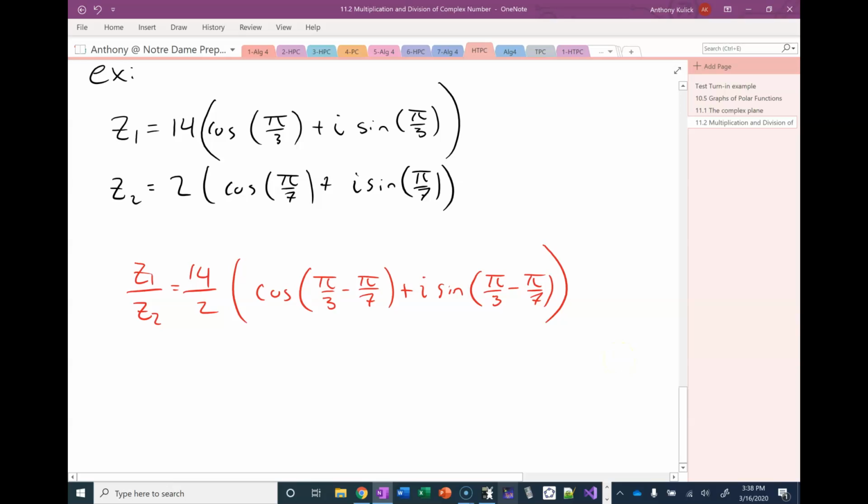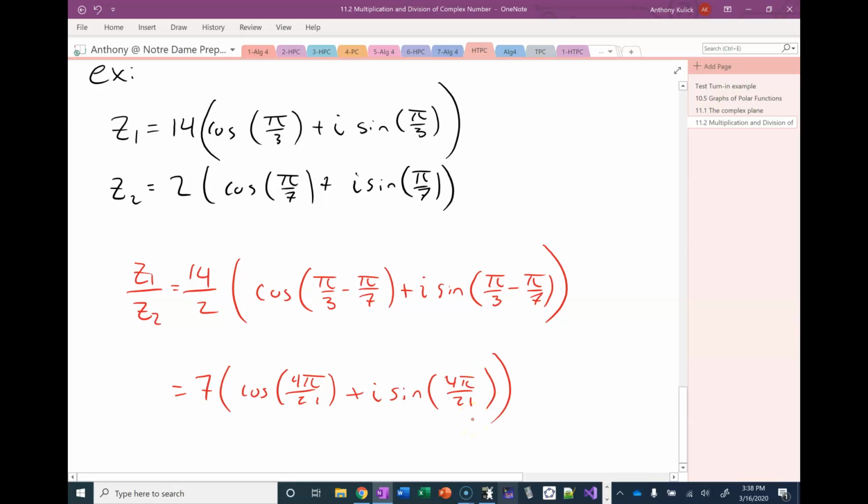And then to subtract those two fractions, we need a common denominator. That common denominator would be 21. So I'd have 7 pi over 21 minus 3 pi over 21, which would give me cosine of 4 pi over 21 plus i sine 4 pi over 21.